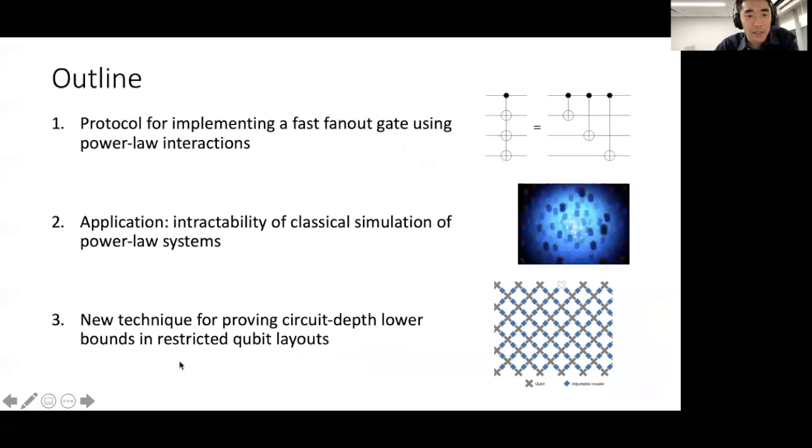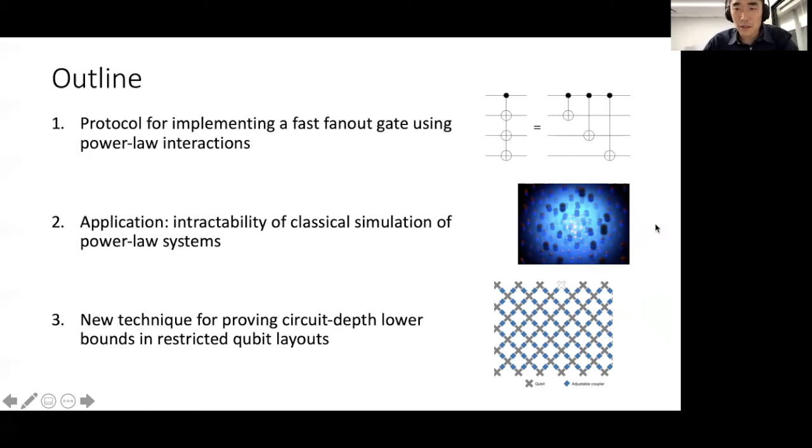All right, so that's it for the introduction. Now the outline for the rest of this talk. I'm going to first present a protocol for implementing a fast fanout gate using power law interactions. Then I will talk about one application of this protocol, which is proving the intractability of classically simulating power law systems. And finally, I will talk about our new technique for proving a circuit depth lower bound for the more restricted qubit architectures, such as this grid.